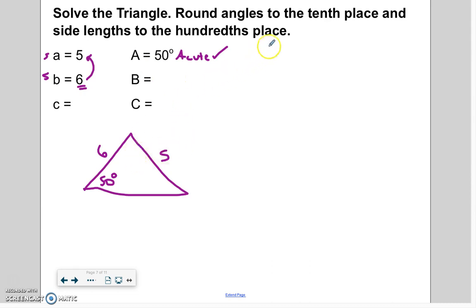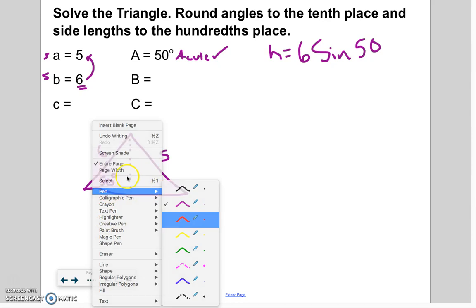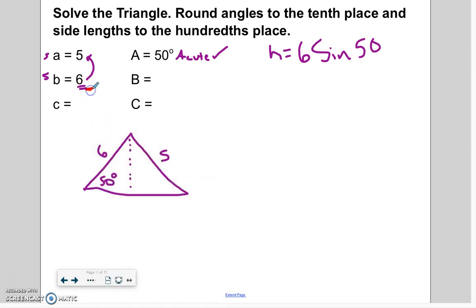So now let's go ahead and calculate our height. Let's find the height of this triangle, what we're looking for there. And to find that height, we take 6 times the sine of 50 degrees. So it's the angle that's not across from the given side. So we take this 6 and we multiply it by the sine of that. And when you do that, you get H is equal to 6 sine of 50, which is 4.59.